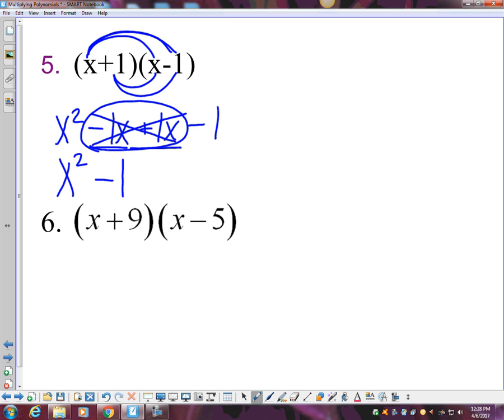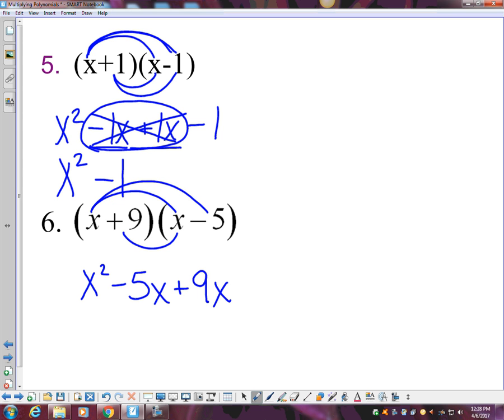Okay, now let's look at number 6. Is that going to happen in number 6? No. I do have 1 plus and 1 minus, but I have a 9 and a 5, and they're definitely not going to cancel. So this is a full-out lobster, and those middle two terms are not going to cancel. So here we go. X times x, x squared. X times negative 5, negative 5x. 9 times x, positive 9x. You got to really, really, really watch your signs here. Positive 9 times negative 5 is a negative, because your signs are different, 45.